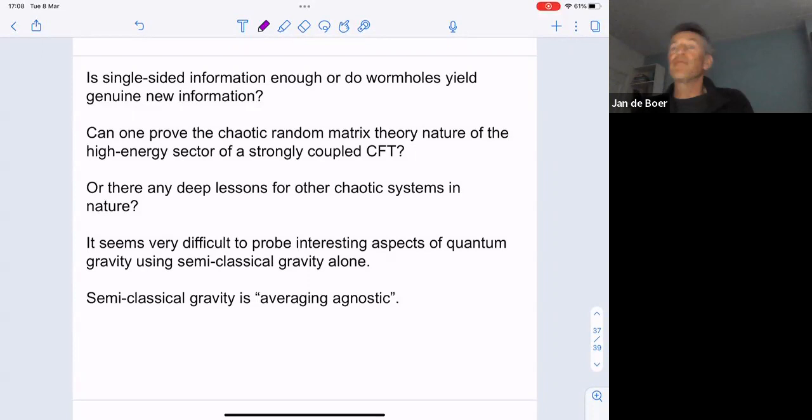The only thing you can say is that as you do more and more precise computations in the semi-classical theory, you squeeze the amount of averaging that you might be agnostic to, but you can never squeeze it down to zero. So semi-classical gravity is really an averaging agnostic theory. And that is my answer to the question whether gravity is averaged or not. It's neither, it's agnostic. I'd like to stop here. Thank you. Sorry for going over time.